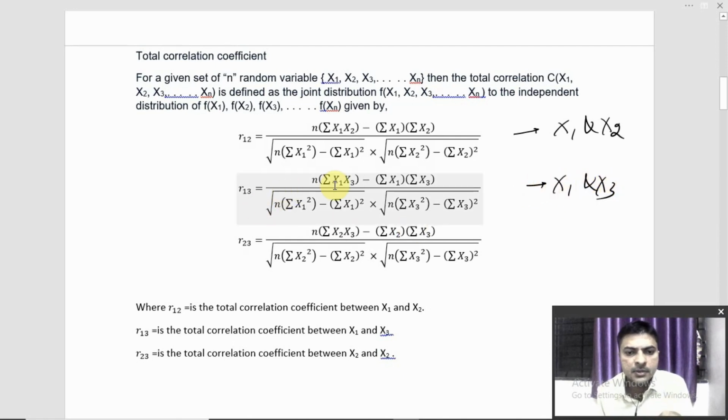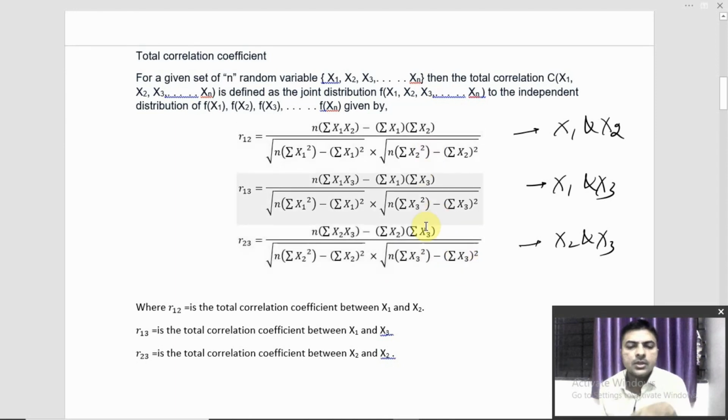So remember this, students, which is given by n into summation x1 into x3 minus summation x1 into summation x3, divided by square root of n into summation x1 square minus summation x1 the whole square, into square root of n into summation x3 square minus summation x3 the whole square. Next we have R23, which is again the correlation between x2 and x3, students. Here we can see n into summation x2 into x3 minus summation x2 into summation x3, divided by square root of n into summation x2 square minus summation x2 the whole square, into square root of n into summation x3 square minus summation x3 the whole square.